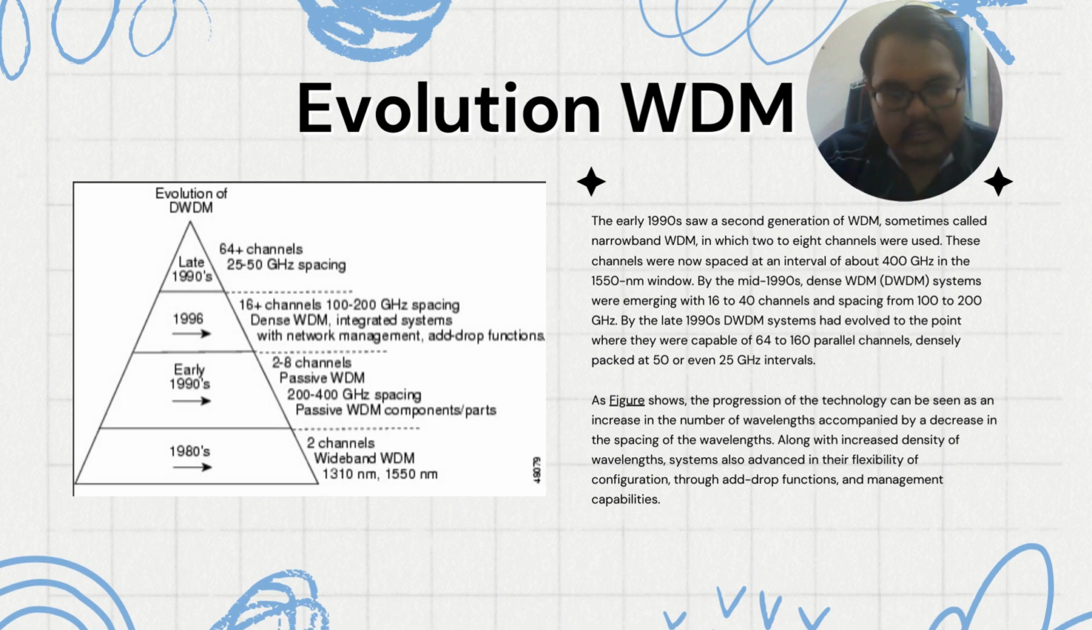What I can explain is that the evolution of WDM is important. We have many channels to support our daily use of the connection. The increased number of wavelengths is accompanied by a decrease in the spacing of the wavelengths. This is very important to us in our technology evolution. So that's all for me. Thank you.